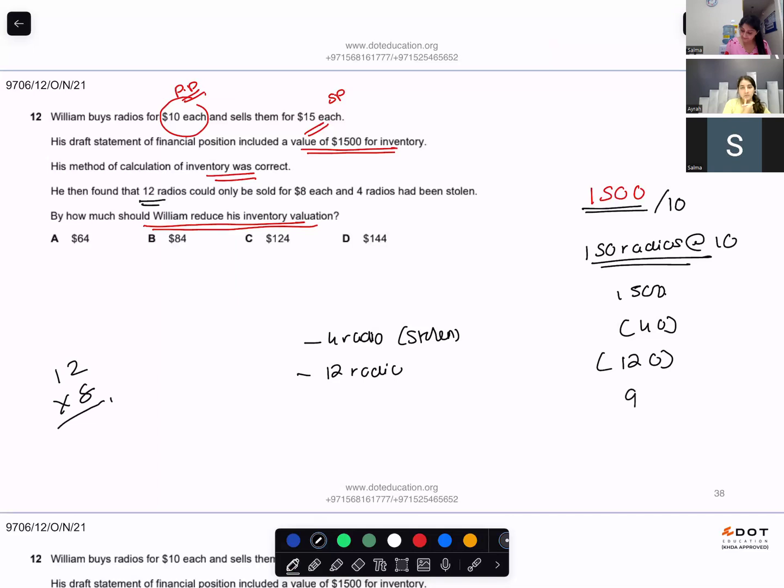12 into 8. Miss, you don't need to do it with 1,500, no? You just need to calculate by how much he reduces his inventory. So what is the new valuation? 1500 minus 40 minus 120 plus 96 is 1,244. So by how much to reduce? 64. Option A.